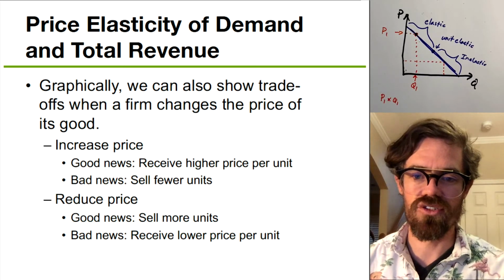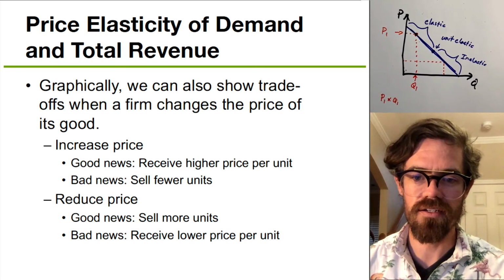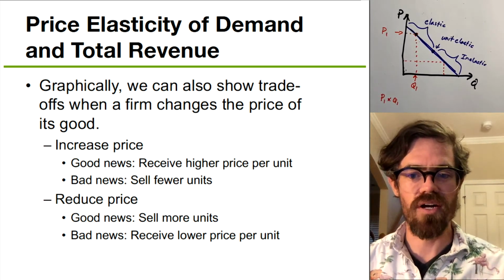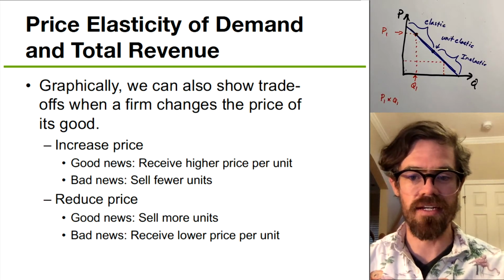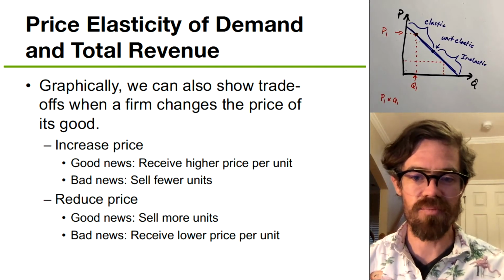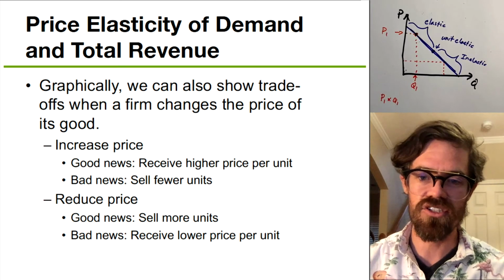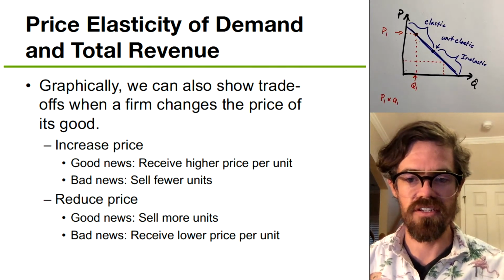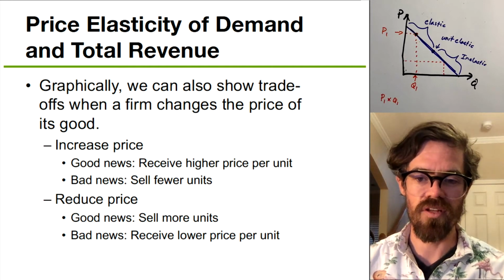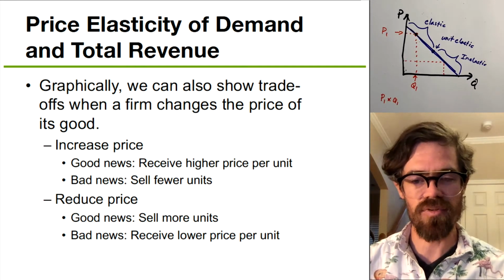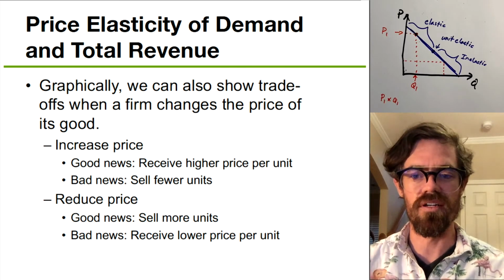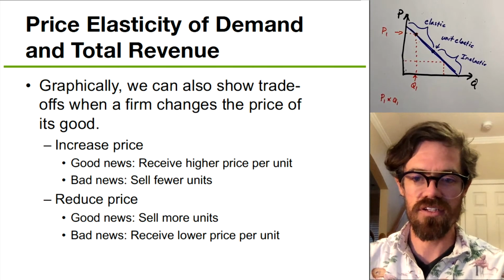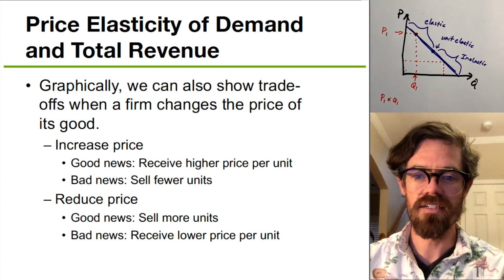Graphically, we can also show this trade-off between price and quantity. Okay, so let's continue thinking about this. If you're increasing price, good news, you're selling each unit at a higher price, so that's good. But the bad news is because of the law of demand, you're selling fewer units. Whereas if you reduce price, the good news is that you're able to sell more because of the law of demand. But since you bring the price down, you're receiving a lower price per unit. You're receiving less money for each unit you sell. So there is a trade-off here because of the law of demand.